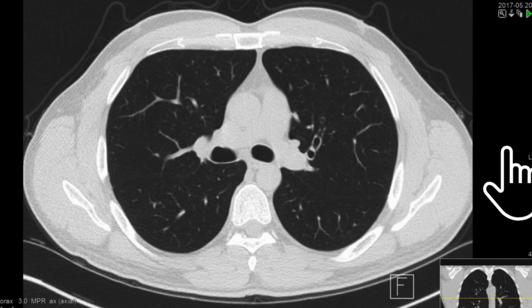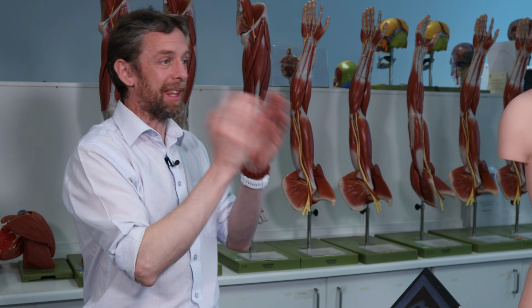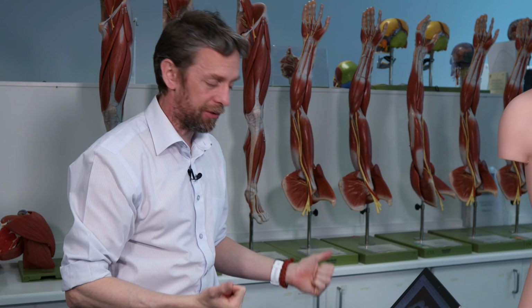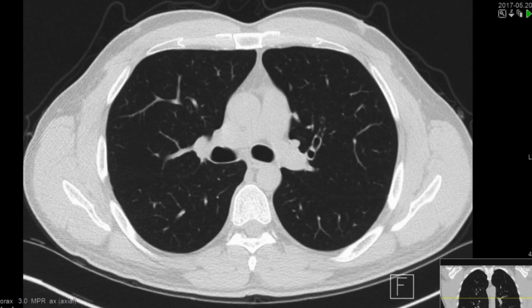That Y shape is another thing that jumps out to me. If I see that Y shape in a transverse section across the thorax, I think, aha, that's the pulmonary trunk, because it's doing that. And then it's giving off the left and right pulmonary arteries. That's the Y shape.